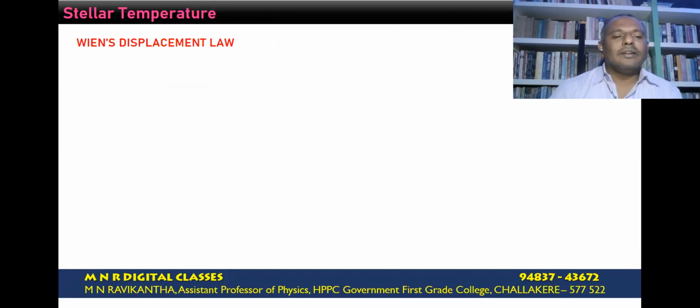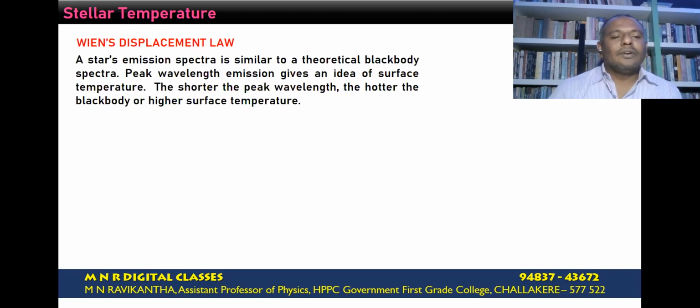The second method is using Wien's displacement law. We know that a star's emission spectrum is similar to a theoretical black body spectrum. The peak wavelength emission gives an idea of the surface temperature. Shorter the peak wavelength, hotter is the black body, hence higher is the surface temperature.